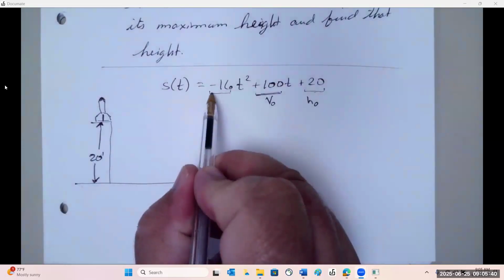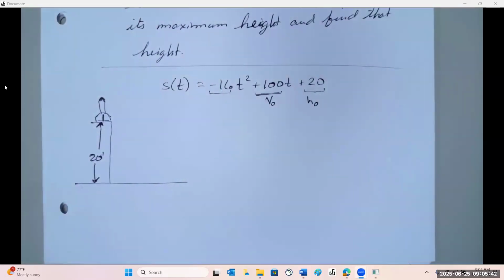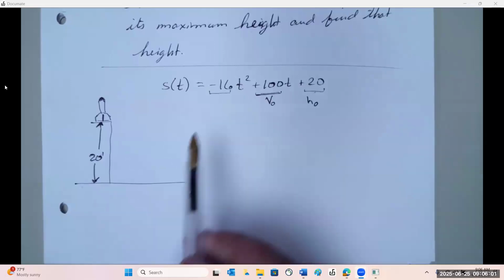Now, what do you think negative 16 is all about? What makes it slow down? What's the only force that acts on everything? Gravity. That's gravity.